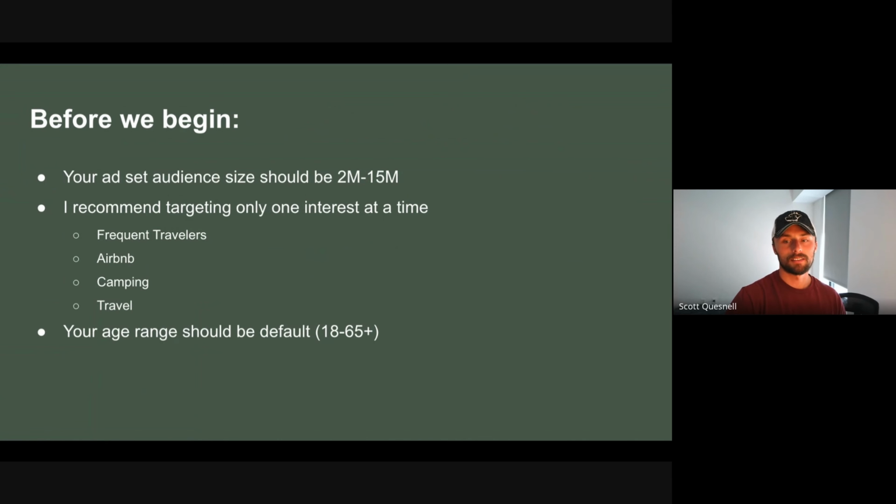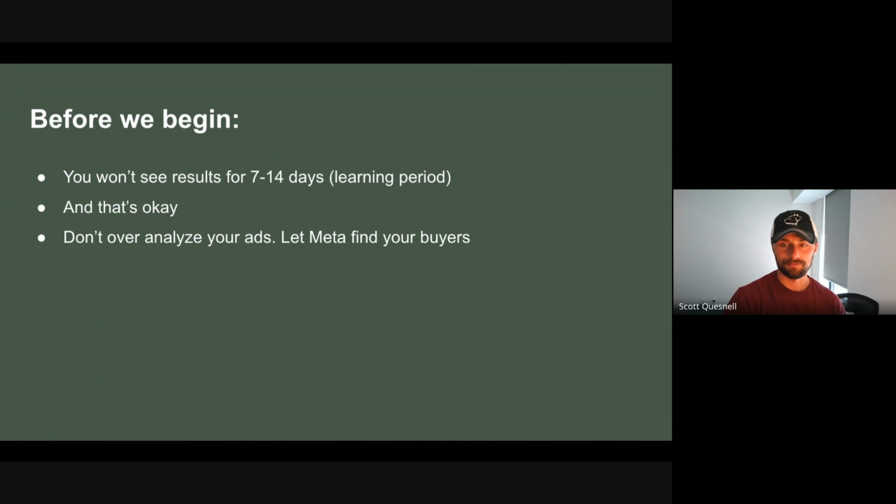Your ad set audience size should be 2 to 15 million people, which sounds big, but you need it. I mean, we've gotten the best results in that range. And I recommend targeting only one interest at a time. Our favorites are frequent travelers, people interested in Airbnb, camping, and travel. Your age range should be the default 18 to 65 plus.